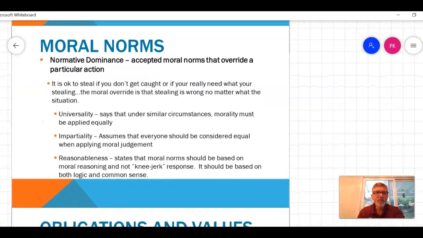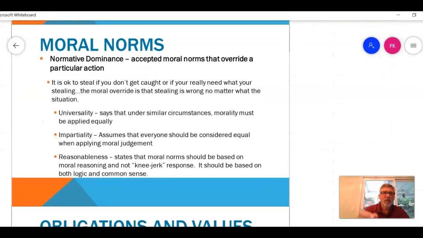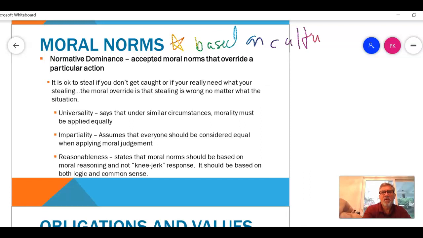All right, so moral norms. These are based on culture. So moral norms are based on culture. So, like I said, is it okay to steal if you don't get caught, or if you really need what you're stealing? Or some people steal because it's fun, right? Does that satisfy any of, right?